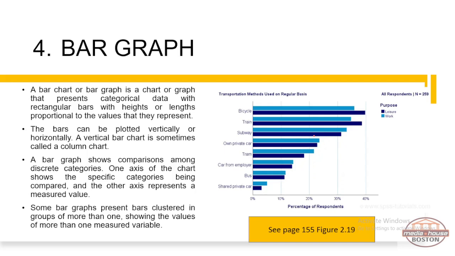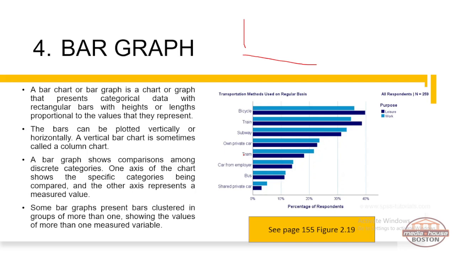Yes, exactly. And then in terms of the bar graph, it says that it's a chart or graph that presents categorical data with rectangular bars with heights or lengths proportional to the values that they represent. The bar graph can be plotted vertically or horizontally. So we've got horizontal and we've got vertical. It can be plotted either way.